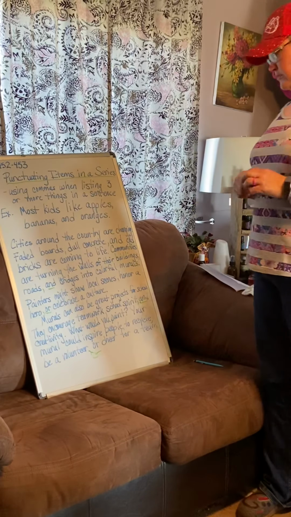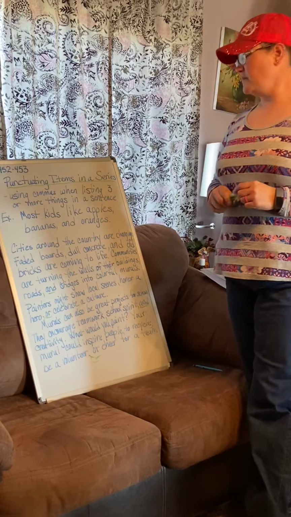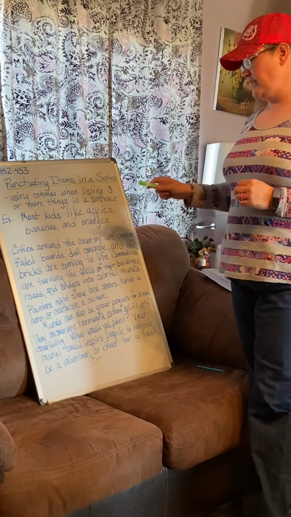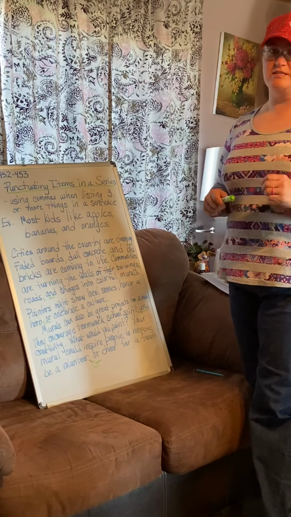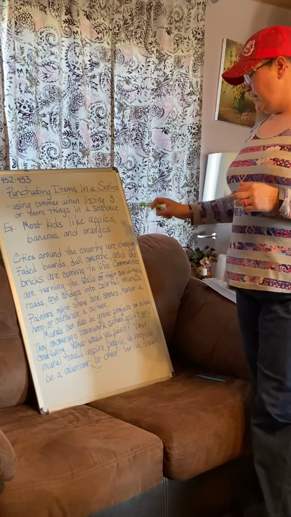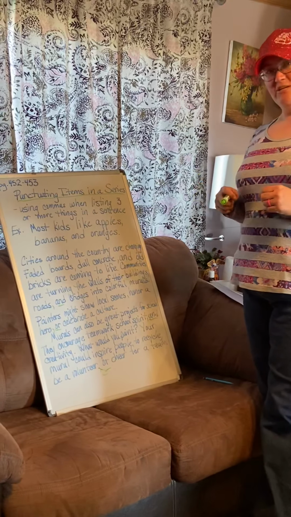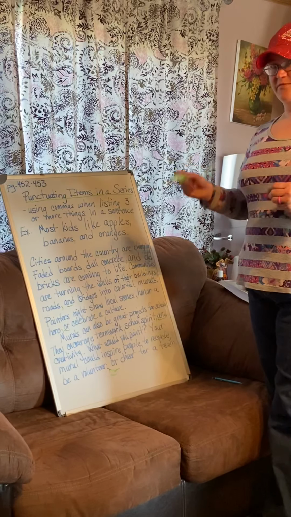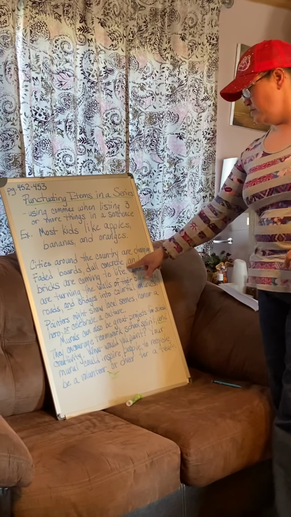So when you're reading through your examples, find what things they're listing and notice if there's an and or an or, and put in commas after each thing listed except for the last one, and always before the conjunction.